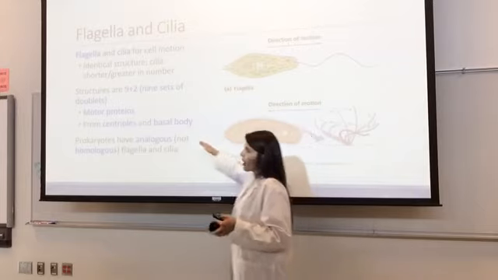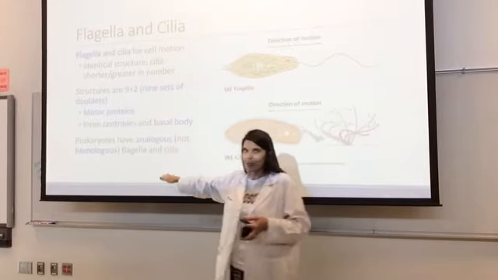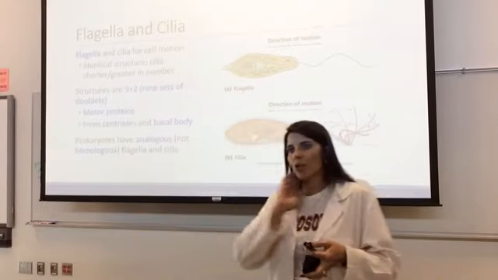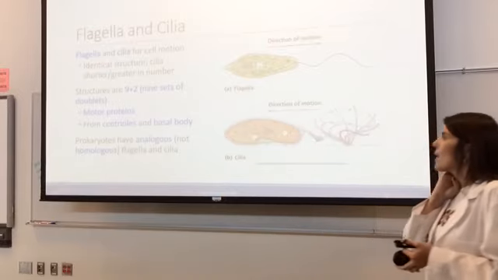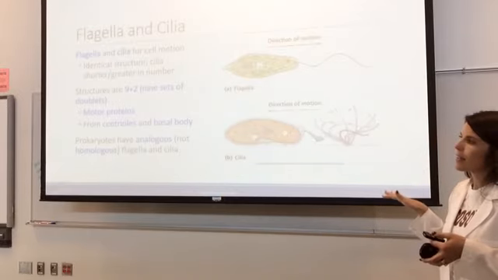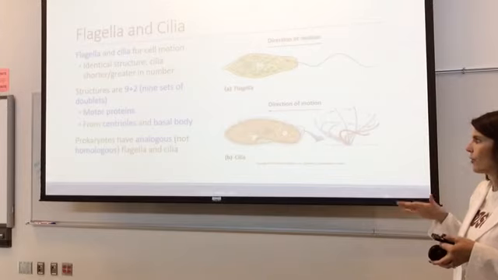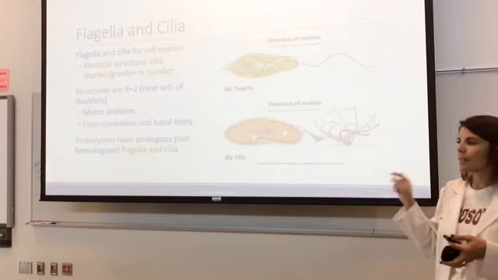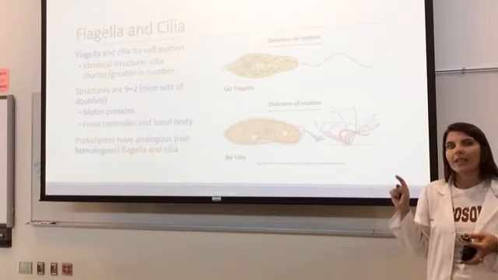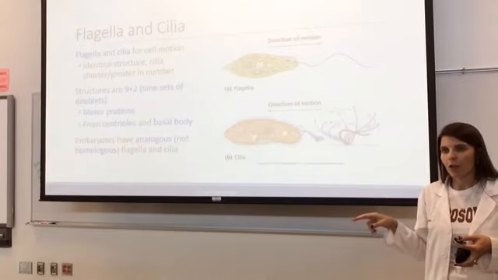These terms are brought up in the text right now, but they have not been defined to date. So I want to make sure that you understand them. The statement is that prokaryotes have analogous, not homologous, flagella and cilia. Analogous means that you have the same function but a different structure.